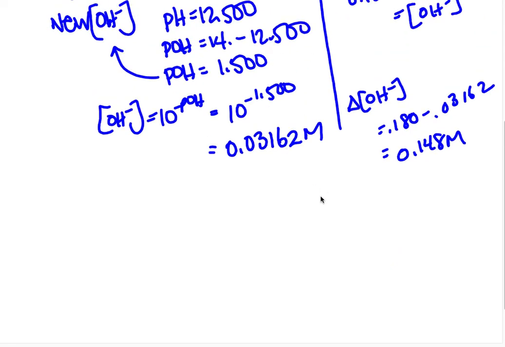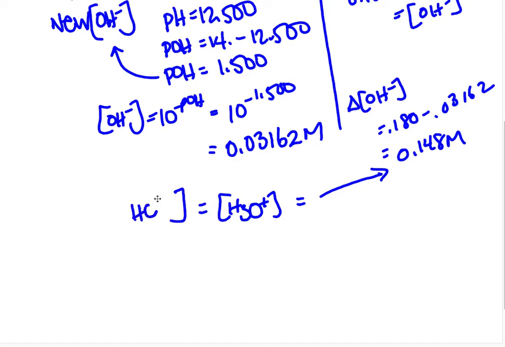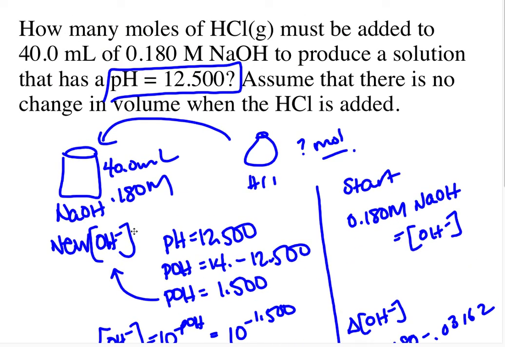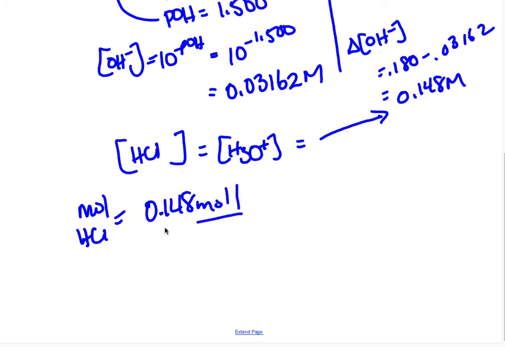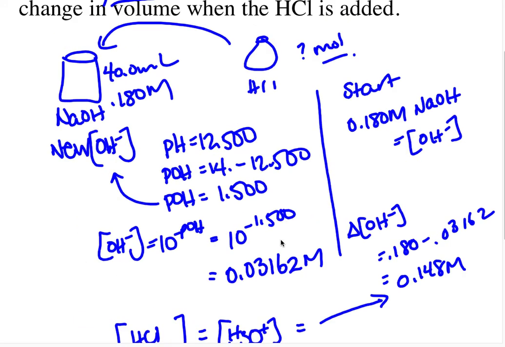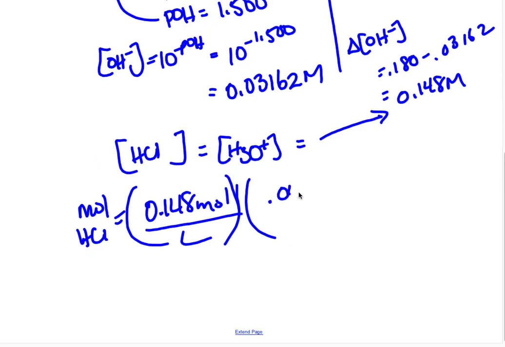Which means that this is the amount of the hydronium that was added, which means this is the concentration of the HCl that was added. And from there we can figure out how many moles of HCl we would need to add, because that's what you're ultimately asked to find, how many moles of HCl were added. So we want moles of HCl. If this is the concentration, 0.148 moles per liter, and we know that the volume was 40 milliliters, which is 0.040 liters, we can multiply this together and it gives us 5.94 times 10 to the negative 3 moles.